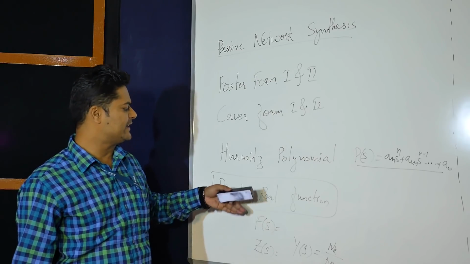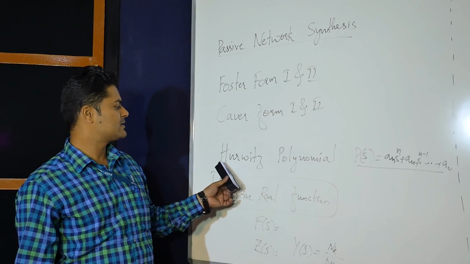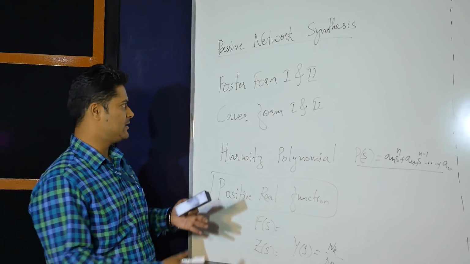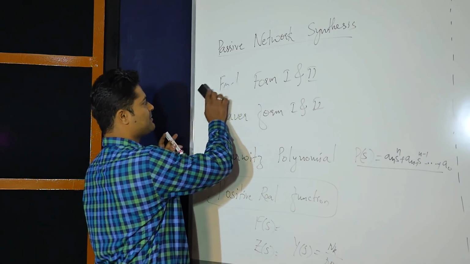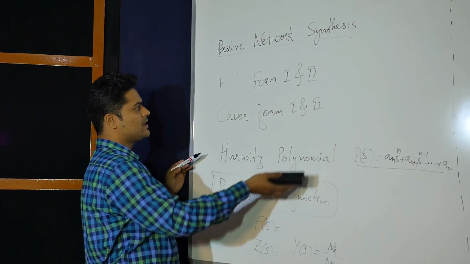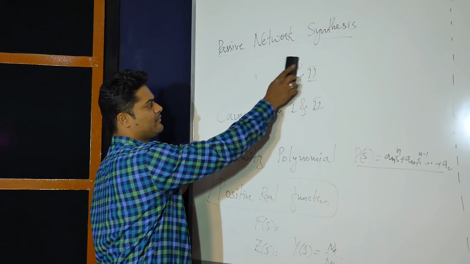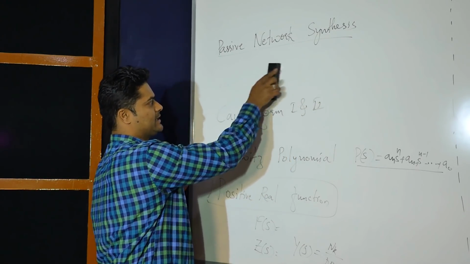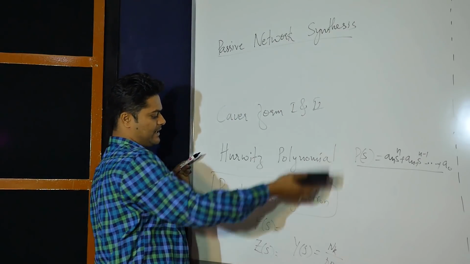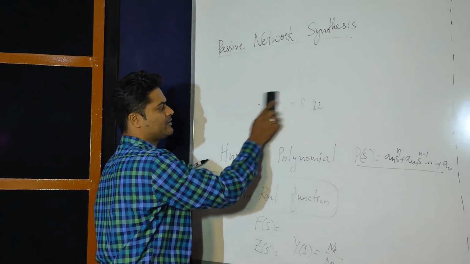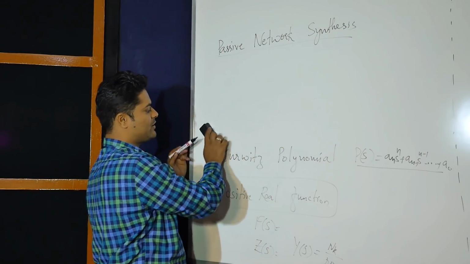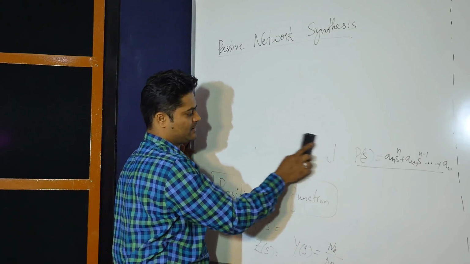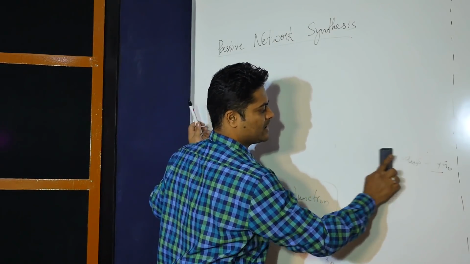But before we go in detail about positive real functions, let's study Hurwitz polynomial. We will discuss Hurwitz polynomial, and once we finish those, we move further to Foster form 1 and 2. Especially Foster form 1 will give the impedance function, Foster form 2 will give the admittance function, and Cauer form 1 and 2 will be a ladder circuit. We will discuss those in the next class.